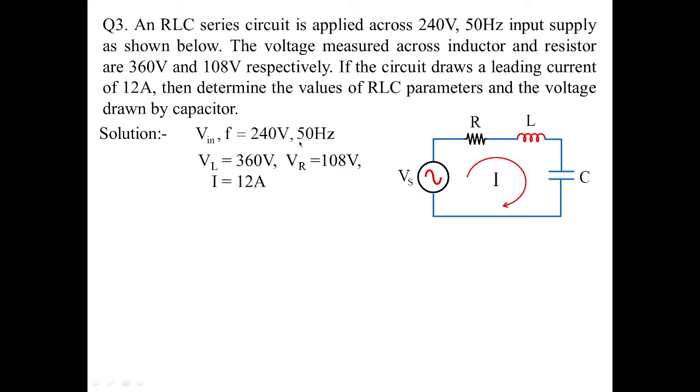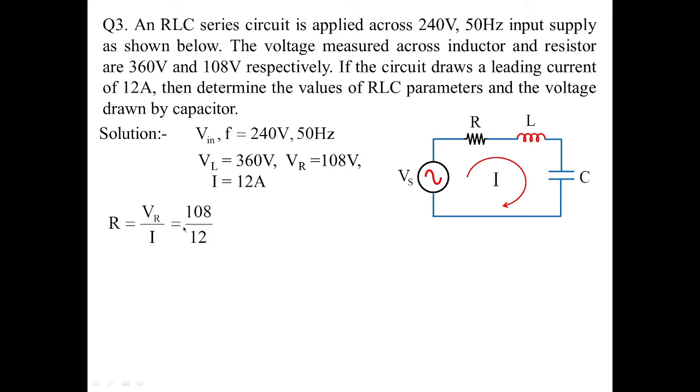Okay. Just take the inputs. These input values are given from the problem. The inductor voltage measured is 360. The resistance voltage is 108. The current is 12 amperes. Input voltage is 240. Frequency is 50.